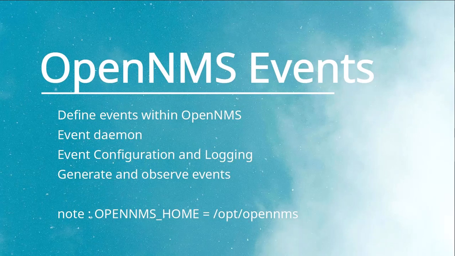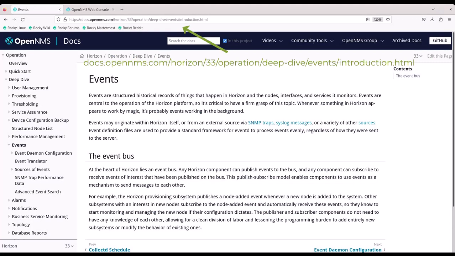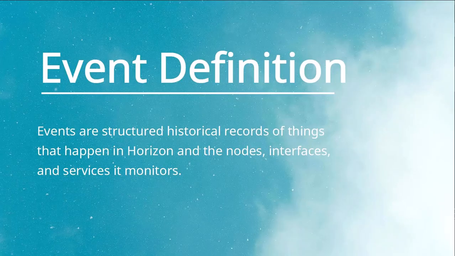From now on, the directory /opt/OpenNMS will be referred to as OpenNMS Home. Events are covered in the OpenNMS operation documentation. Look under Deep Dive and then Events. This module will cover some, but not all, of the topics therein.